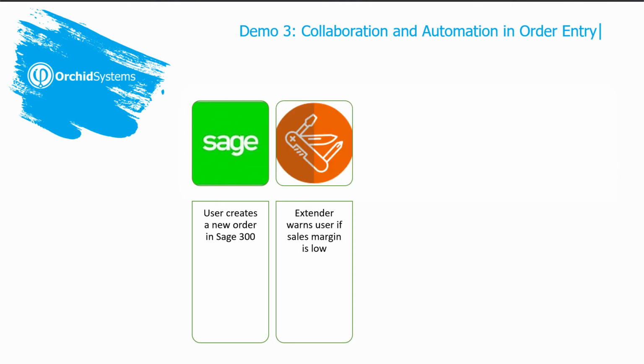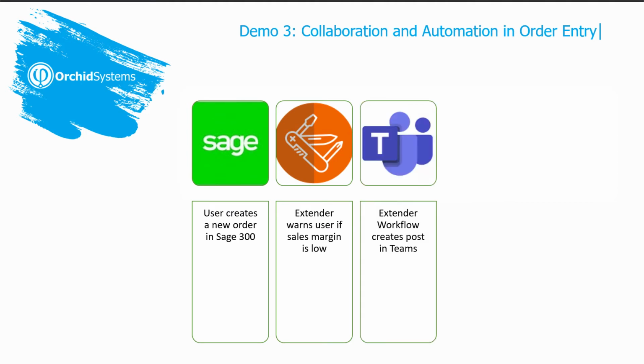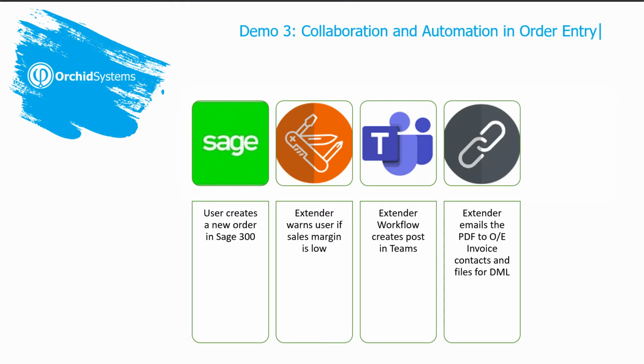Extender will warn us if the sales margin is low. The workflow has then been configured to post a notification in Microsoft Teams when a new order is created in Sage 300. When we ship an invoice, Extender will automatically create a PDF of the invoice and email it to the OE invoice contacts configured against the customer using multiple contact.